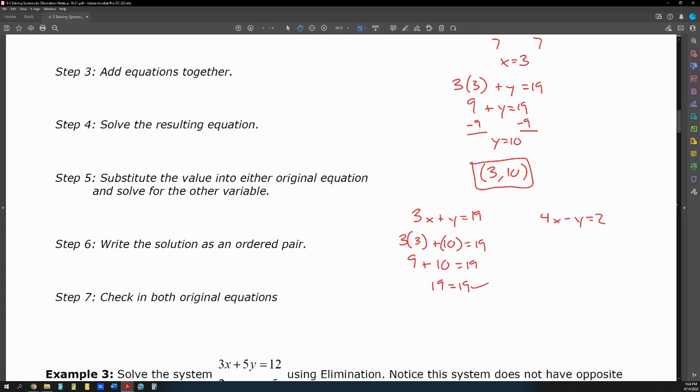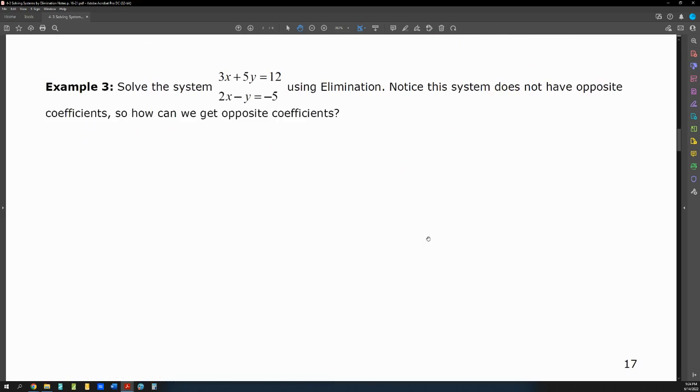So that works. In the second equation, 4 times 3 minus 10 is equal to 2. 4 times 3 is 12, minus 10 is equal to 2. And 12 minus 10 is equal to 2. So that checks out as well. So we've done this one correctly. Let's take a look at example 3.